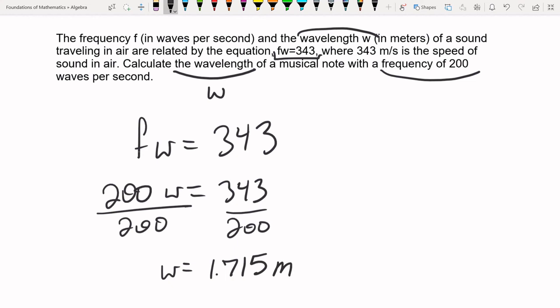So that's the wavelength of this musical note that's got a frequency of 200 hertz.